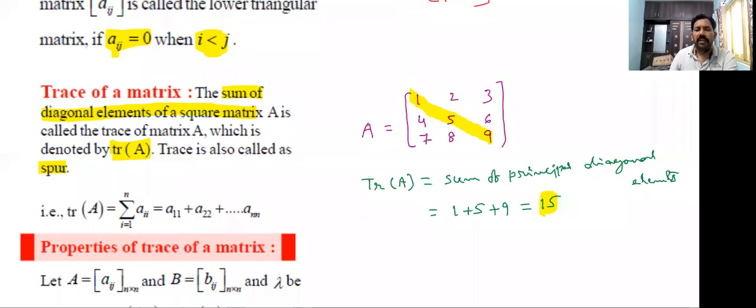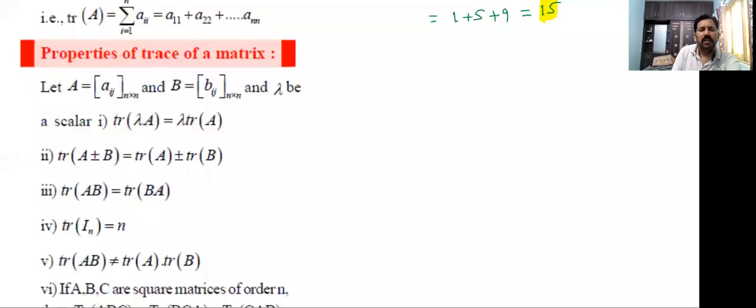Some properties are there. Properties of trace of matrix. A and B are two matrices, and lambda is a scalar. Trace of lambda A is equal to lambda into trace of A, where lambda is a scalar. Remember it.